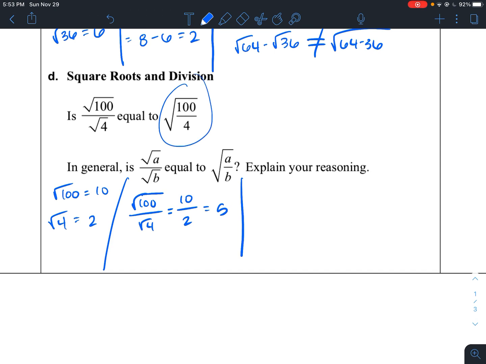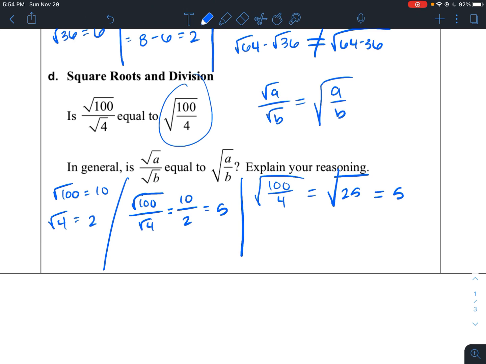So is that the same thing as the square root of 100 divided by 4? That's equal to the square root of... 100 divided by 4 is 25. And the square root of 25 is 5. So we know that the square root of a divided by the square root of b, we'll assume that this is the same as the square root of a divided by b. That these will be the same.